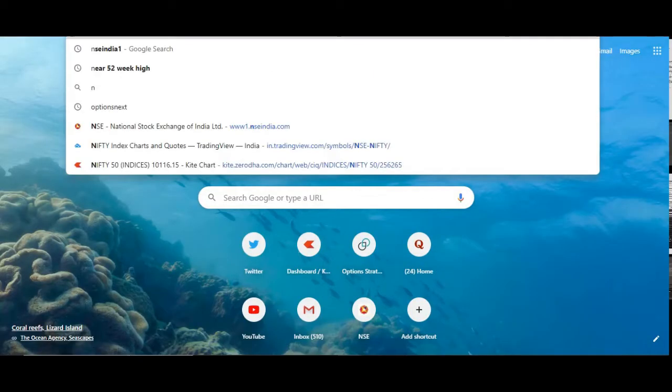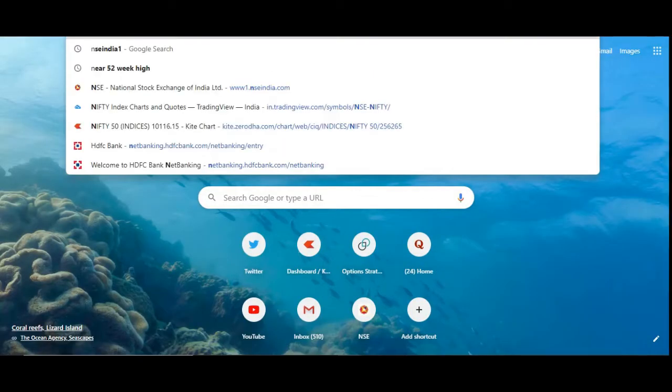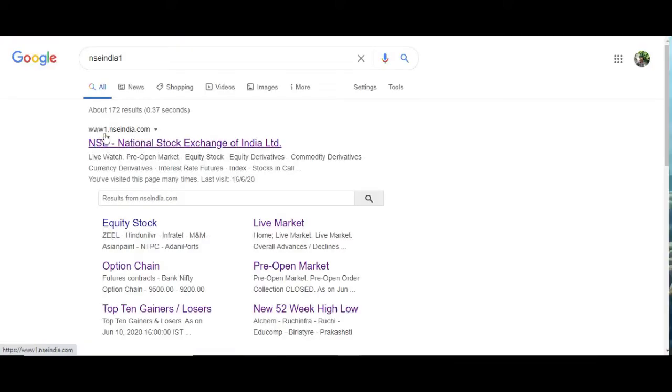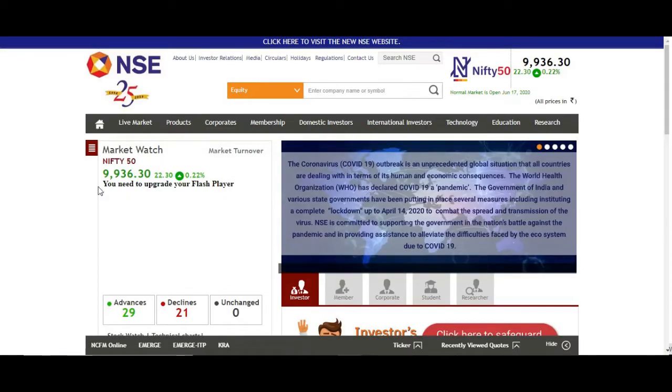Before taking that trade, we need to go to the NSE India website. Go to www.nseindia.com and click on the NSE India website. This is the homepage of NSE India. The first thing you have to look at is the Nifty trend.